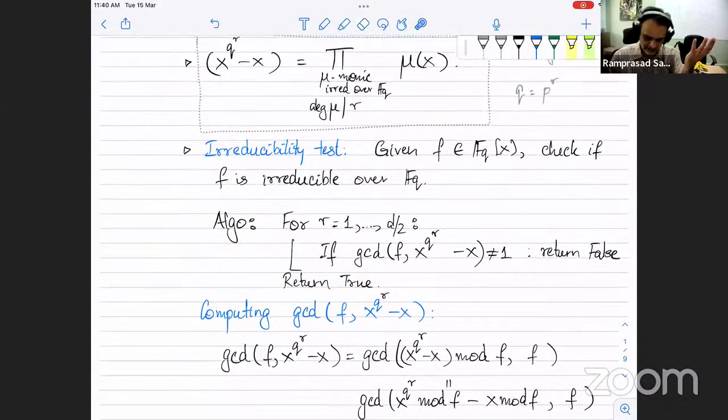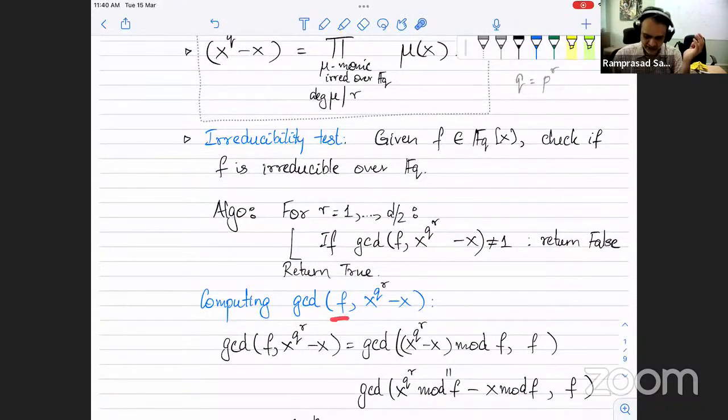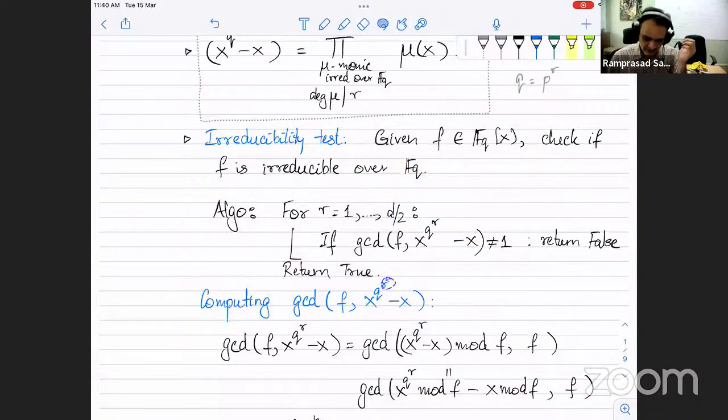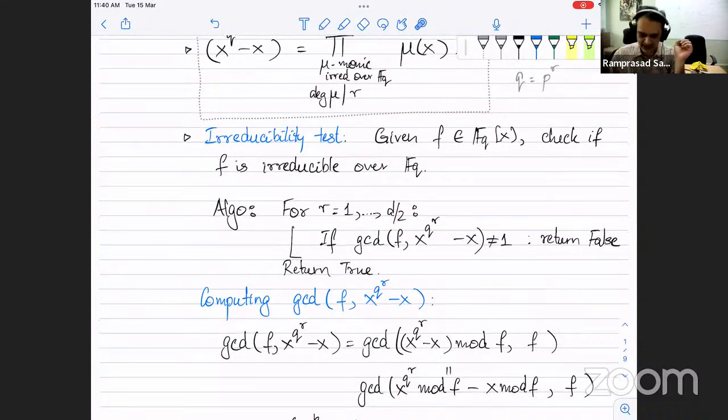And the idea is that whenever you want to compute the GCD of f with x^(q^r) minus x, you just use the fact that GCD of f and g is the same as GCD of g mod f and f. This is just one step of the Euclidean algorithm. And the modulo is something that you can split across the sum, and so you have this. So the task basically boils down to, can you compute this quickly?